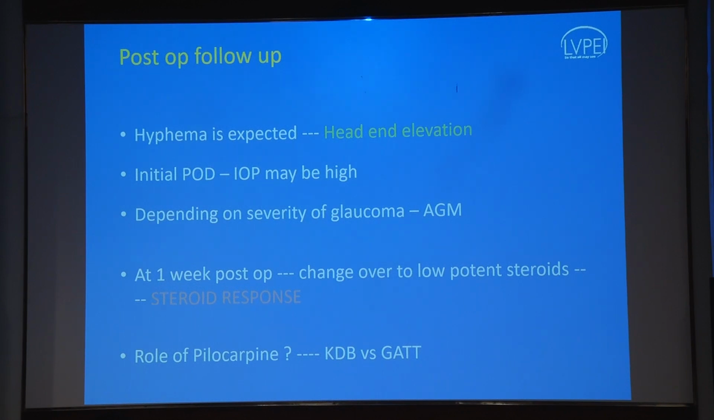Post-operatively, regarding the role of pilocarpine, yes, you are creating 2 raw surfaces by cleaving the trabecular meshwork, and the area that is done is more in a GAT procedure. You are creating a 360-degree raw surface. So pilocarpine does have a role in constricting the pupil and preventing PAS formation, as compared to a KDB procedure where you are doing a limited goniotomy.